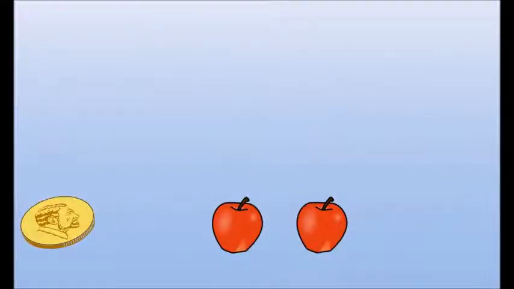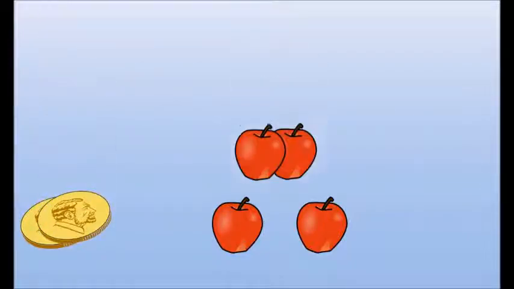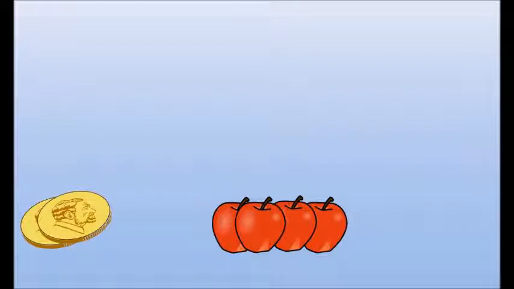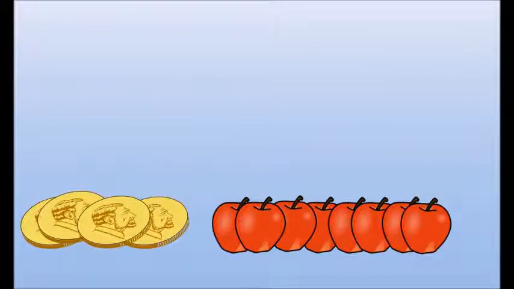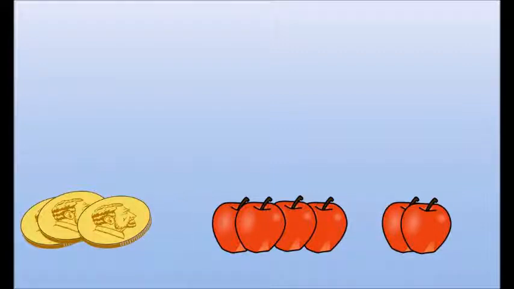A simple example of monotonicity is money and apples. You can see that as you spend more money on the left, you get more apples on the right. The more money you spend, the more apples you get. The less money that you spend, the fewer apples that you get. So we can technically say that the number of apples you get is monotonic with respect to the amount of money that you spend.